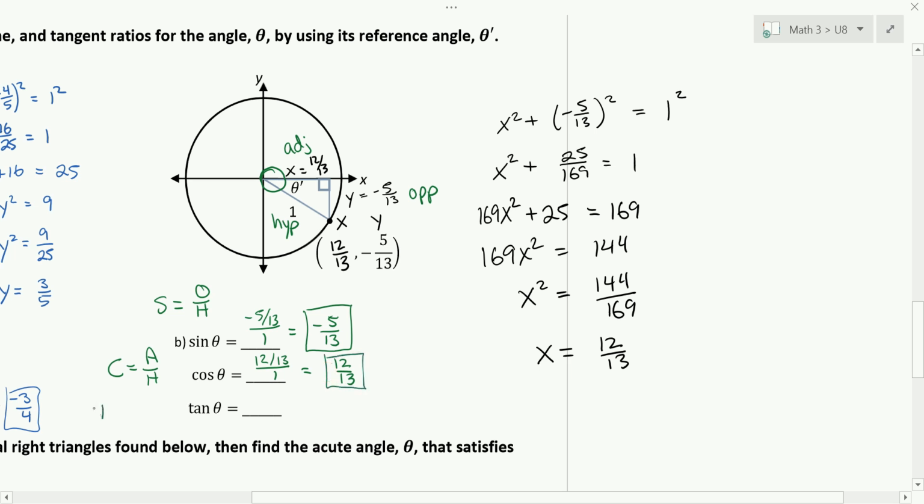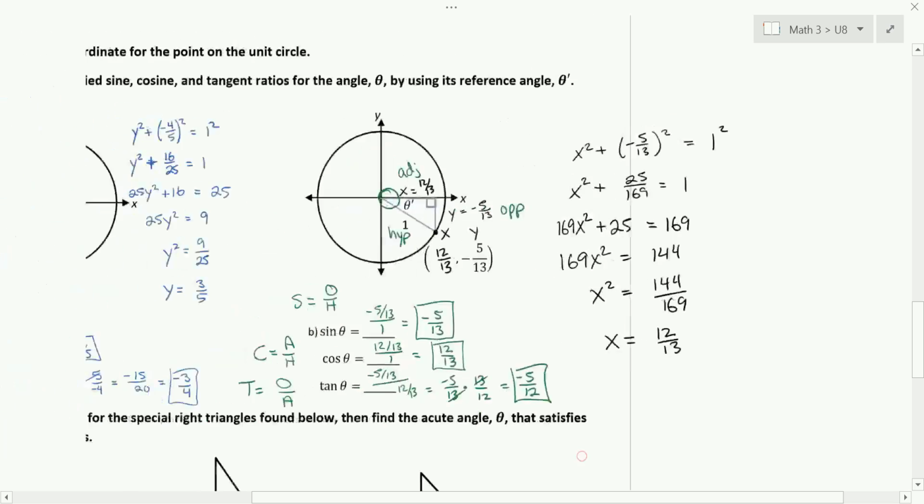And then the tangent is your opposite divided by your adjacent side. So fraction over fraction: negative 5 over 13 divided by 12 over 13. If we work that out, we get negative 5 over 13 times, flip the fraction over, 13 over 12. And it reduces to negative 5 over 12. That's what we wanted there.